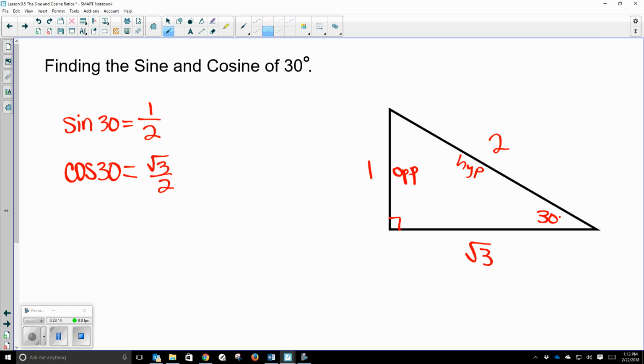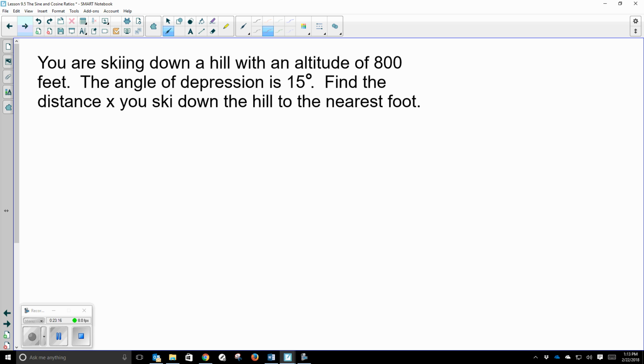Okay, let's see what's next. I think this is the last problem. It's an application. You're skiing down a hill with an altitude of 800 feet. The angle of depression is 15 degrees. Find the distance x you ski down the hill to the nearest foot. Anytime you hear something like that, especially angle of elevation or depression, you want a right triangle. Most of the time in application problems in geometry, you're working with right triangles. So just draw a right triangle.